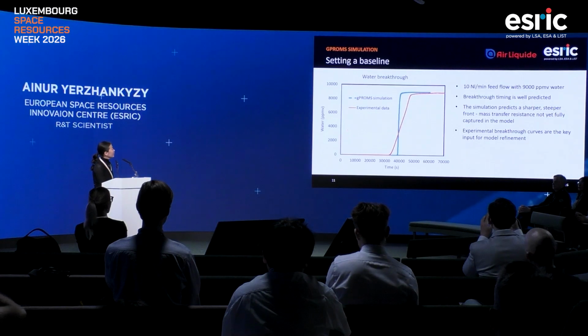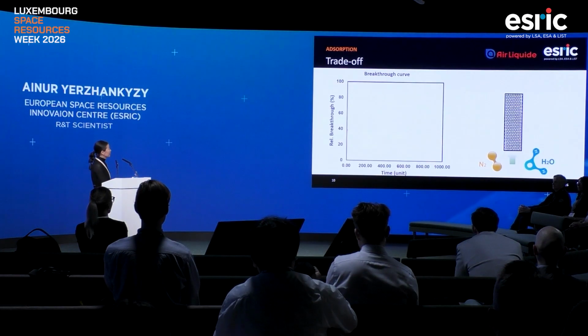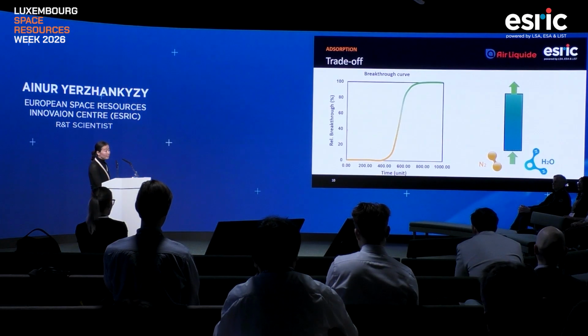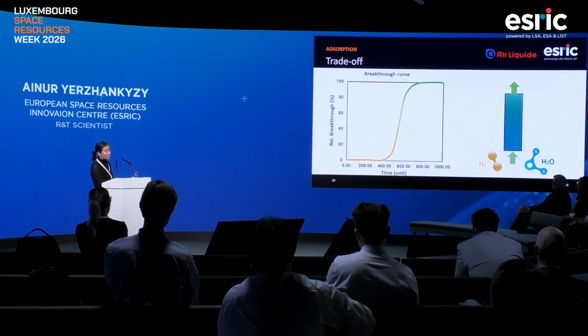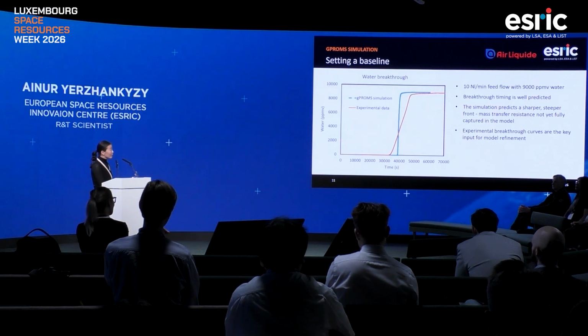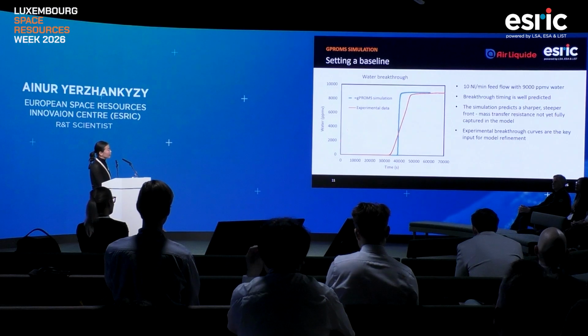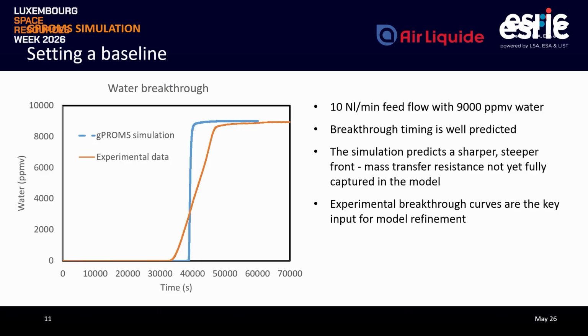Here I'm just showing one of our experimental data we did with pure water in nitrogen as a carrier gas. Our gPROMS model was able to predict well the timing of the breakthrough, which is pretty good. However, if you see the blue line, which is the simulation result, it has a steeper front, which means that our model still has to be tailored in terms of mass transfer resistance. So this still requires experimental work to be done, and this is work in progress.